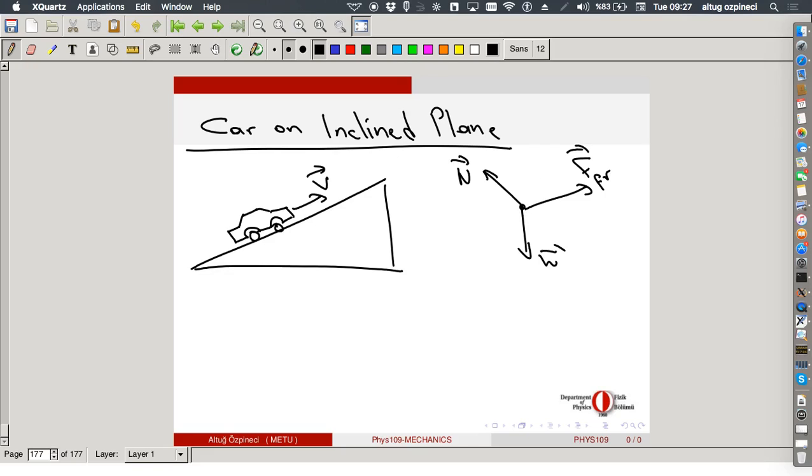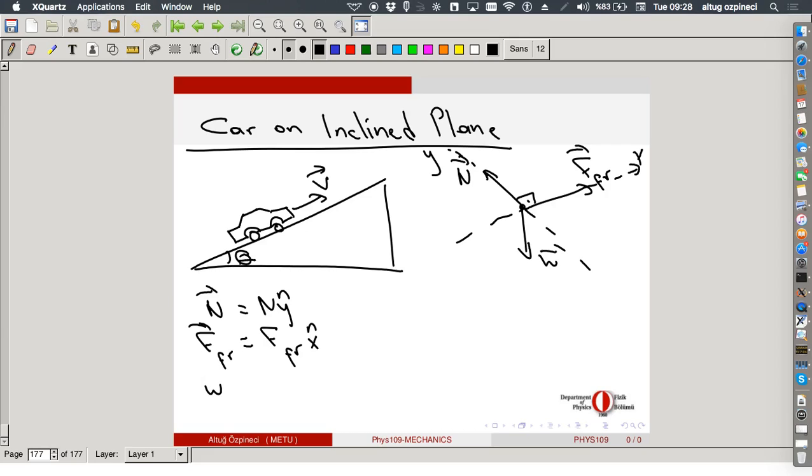So let's just choose our axes. These are 90 degrees. So this is, let's say, our x-axis, and this is the y-axis. The normal force will have some magnitude in the y direction. The friction force, we don't know its magnitude, but it is in the x direction. And the weight, let's say this angle over here is theta. So this is theta. The weight will be mg cosine theta in the minus y direction plus mg sine theta in the x direction.